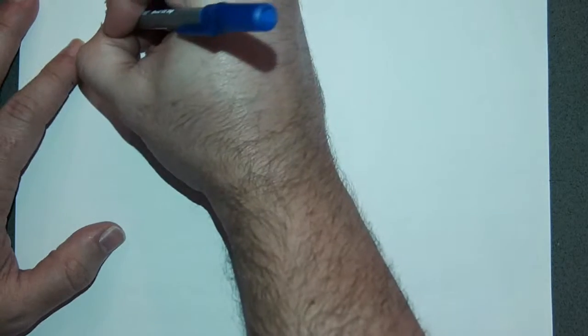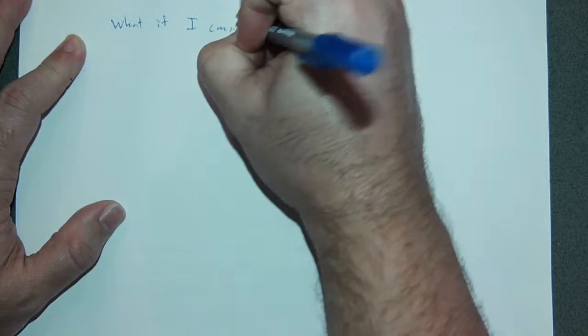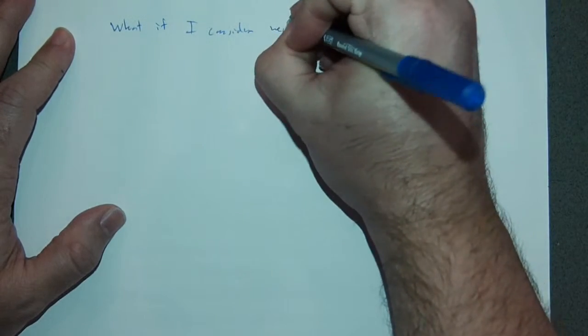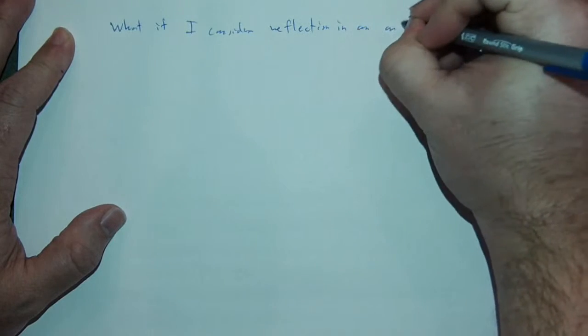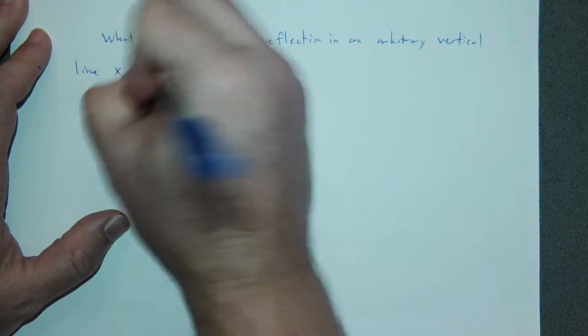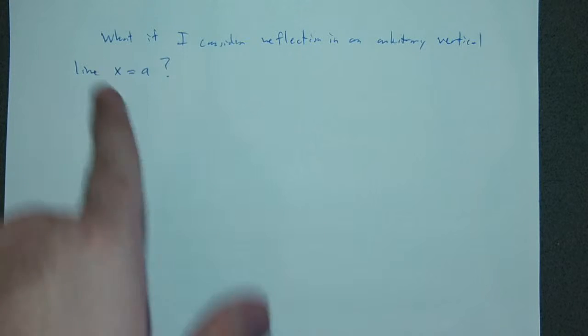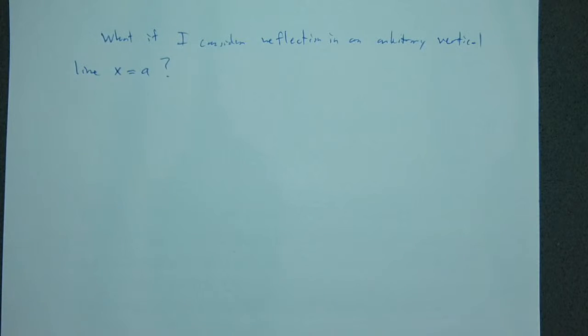Now, what if I consider reflection in an arbitrary vertical line? Why would I be considering this? Well, what we just did was the case of my non-Euclidean line being a semicircle. The other option is my non-Euclidean line is actually a vertical Euclidean line, x equals a. All right. So then how can I make this reflection across the line x equals a be generated from those transformations of the upper half plane?